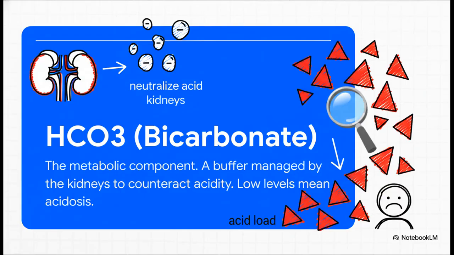And that brings us to the other side of the coin, HCO3, or bicarbonate. This is our metabolic component. Bicarbonate is the body's main buffer. It's managed by the kidneys, and its whole job is to neutralize acid. So if your bicarbonate levels are low, you've lost your buffer, and you can end up in a metabolic acidosis.